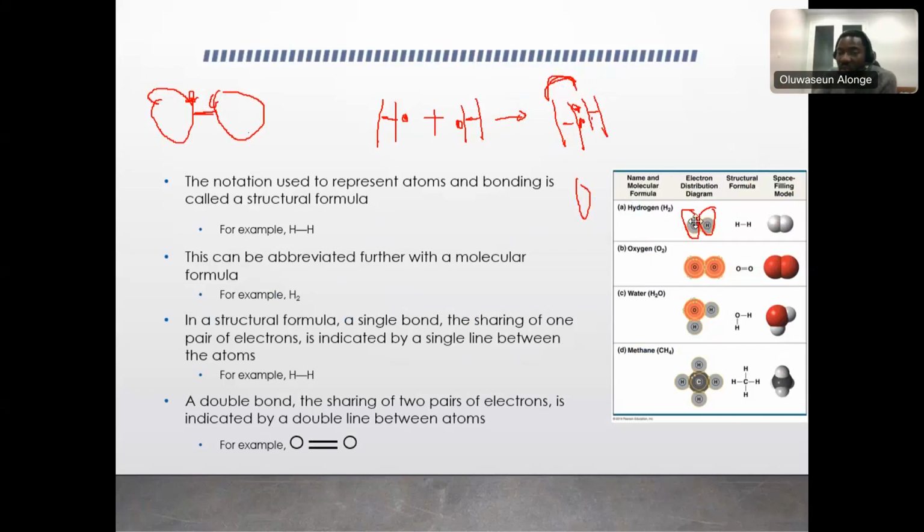Since two electrons are required to make a bond, one bond is formed here, and that is called a single covalent bond. This is a type of non-polar covalent bond. I'll still show you that.